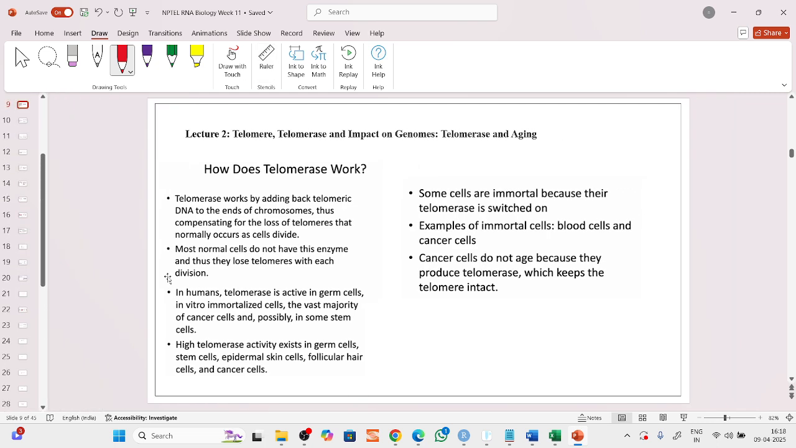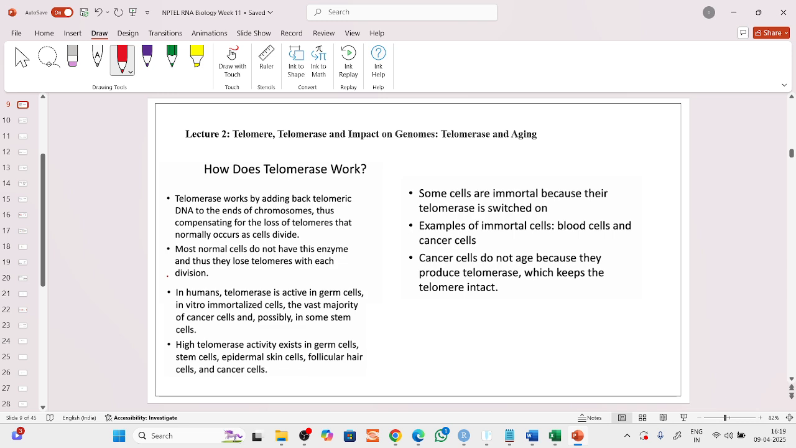Telomerase works by adding back the telomeric DNA to the end of the chromosomes. Obviously, it's an enzyme. So what will it do? It will add that TTAGGG unit, a repetitive unit, at the ends of the chromosome, thus compensating for the loss of telomeres that normally occurs as cells divide. Most normal cells do not have this enzyme, and thus they lose telomeres with each division. So what if all the cells of the body had this enzyme?